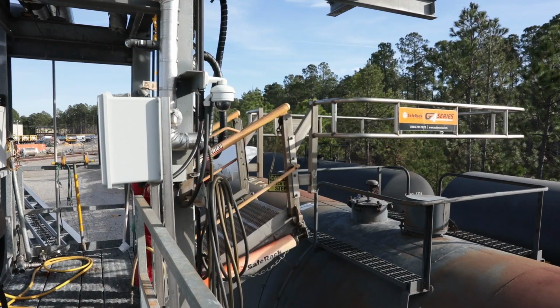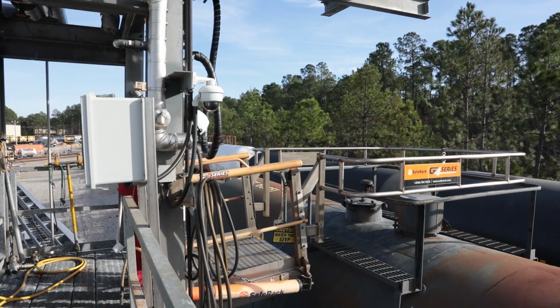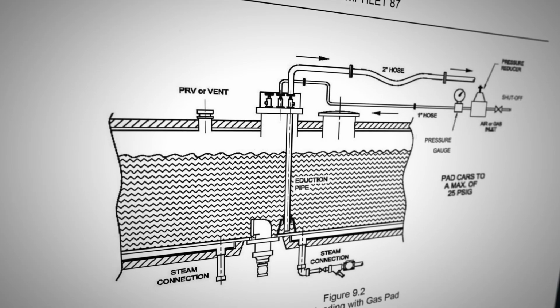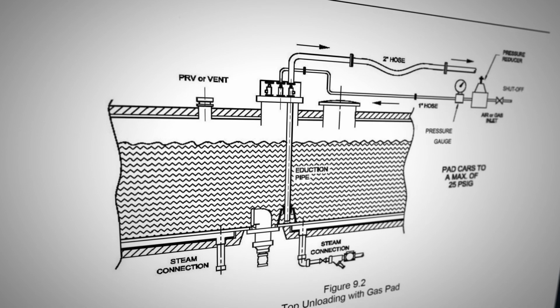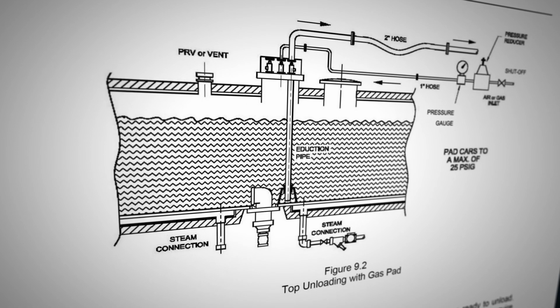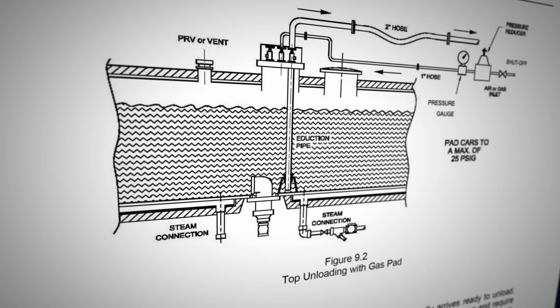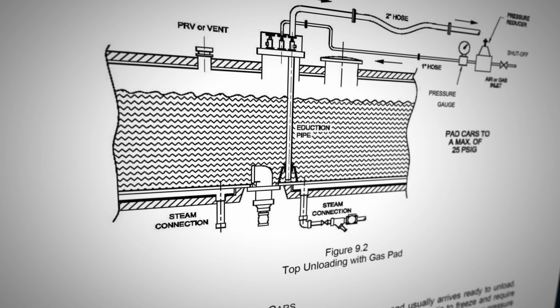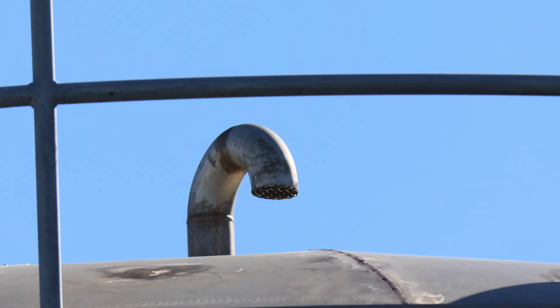Product transfer through the top outlet can be accomplished by gas padding. The caustic is transferred out of an eduction pipe inside the tank car to a storage tank. Refer to CI pamphlet 87, figure 9.2 for top unloading with the gas pad. Check to make sure the storage tanks are adequately vented before unloading using air pressure.